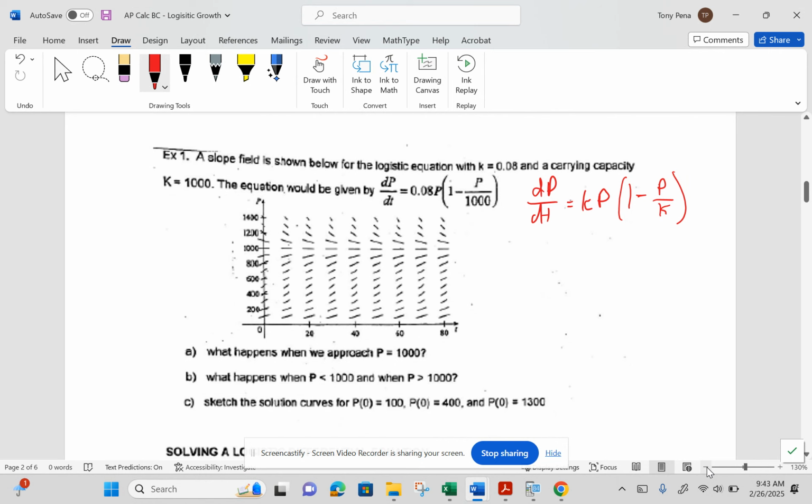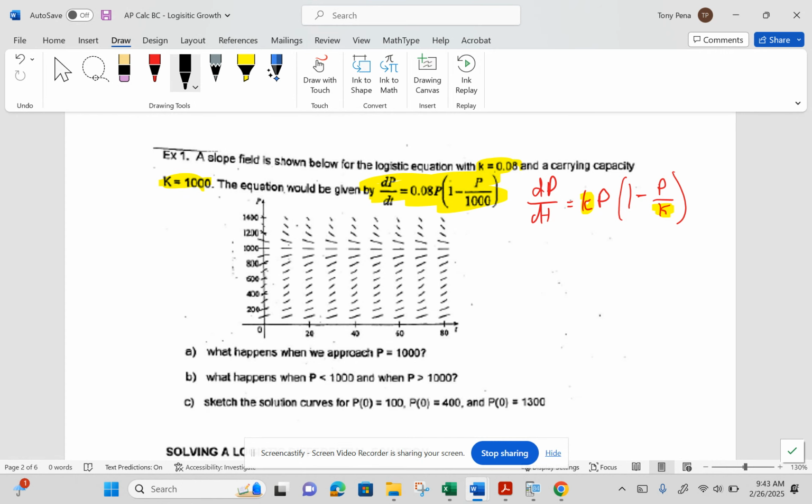So there you go. I went ahead and gave it some values. So I said little k is 0.08, so that's where this comes from. And then we said our carrying capacity is going to be 1,000. And when we did that, we create this differential equation here. Okay? And then this is the slope field for it.